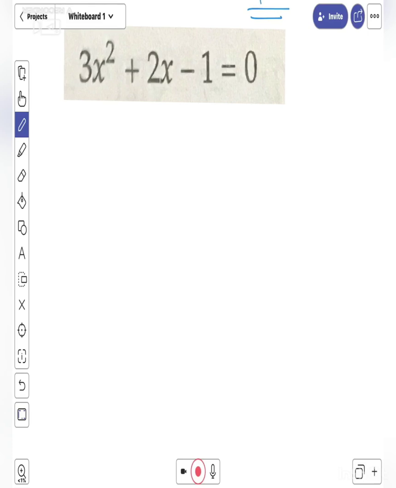For any doubt, I want to tell you another question. So here is the next question: 3x square plus 2x minus 1 equal to 0. So how can you find the factor by the method of completing the square? Easily. You can first of all write the coefficient of x square as unity.